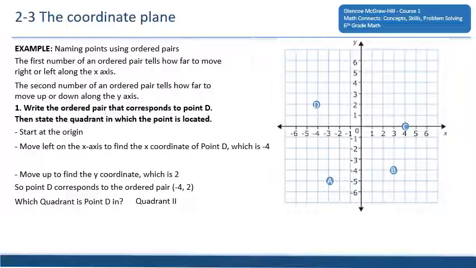Which quadrant is point D in? Quadrant 2. Remember that we start with quadrant 1 in the top right corner, and then we go counterclockwise to quadrant 2, the top left corner.